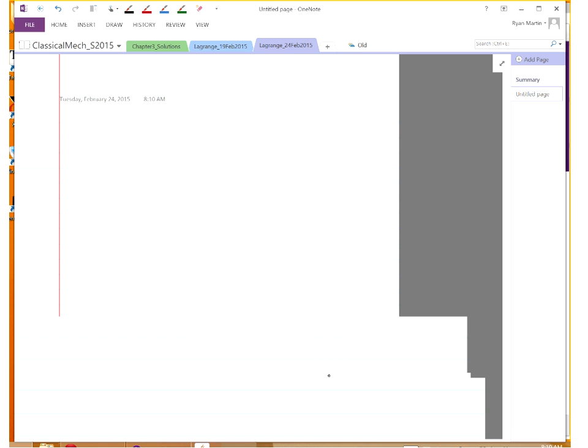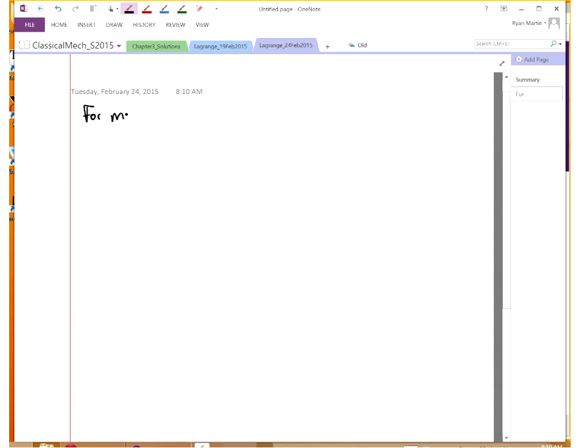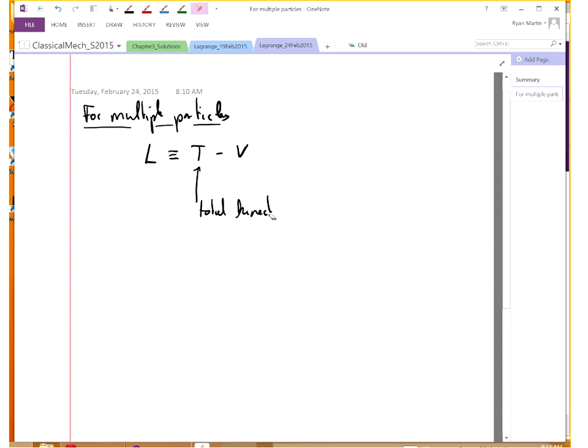So what I mean is, we can immediately generalize this. So for multiple particles, we can extend the total Lagrangian of the system, where T is now the total kinetic energy of the system, so multiple particles, and maybe extended objects, and then V is the total potential energy of the system.